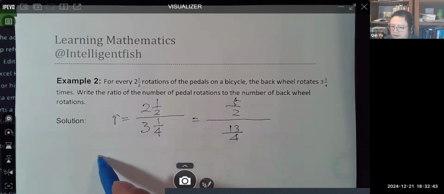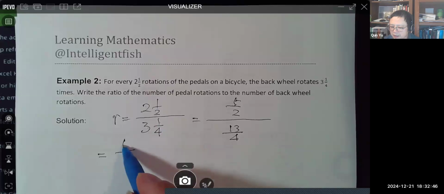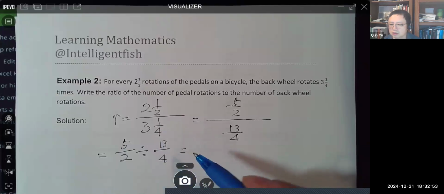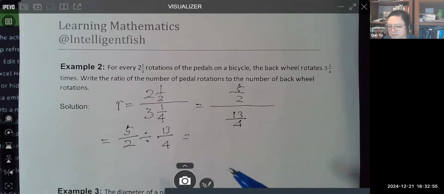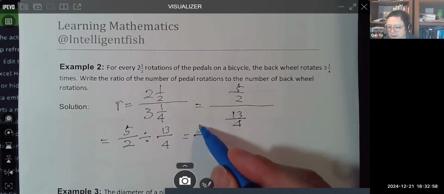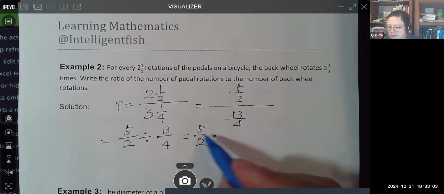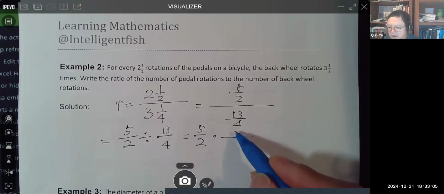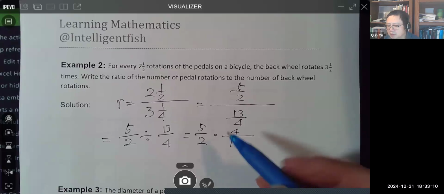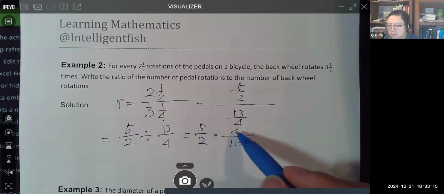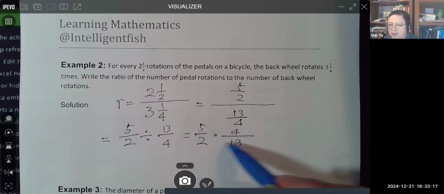Now let's do this fraction division: 5 over 2 divided by 13 over 4. We all know how to do division with fractions, right? We keep the first number unchanged, doesn't matter if it's a fraction or not, and change division to multiplication. At the same time, we switch the second number. Now, when we multiply fractions, we don't just multiply them straight out, say 5 times 4, 2 times 13, right?